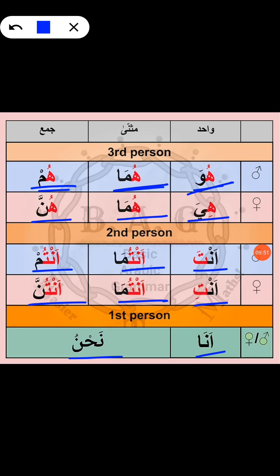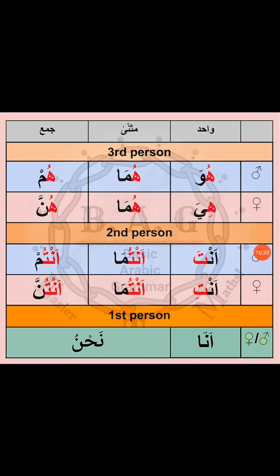The next thing that I would like you to notice is the fact that you have identical musanna forms for masculine and feminine. So for third person, you have huma huma. For the second person, you have antuma antuma. And then, as I had mentioned before as well, you have tunna, for your feminine jama in the second person, and then you have hunna for your feminine jama for third person. Okay, so with these things already in our minds, let's proceed further.